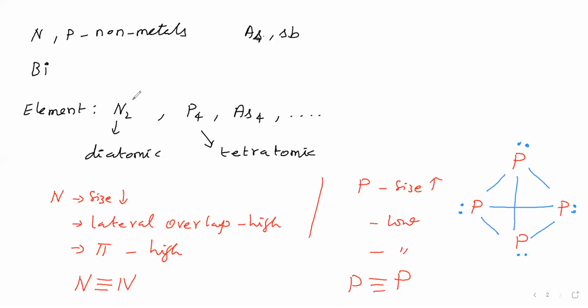We will see the physical state. The physical state of nitrogen is gas. The rest of the elements are solid. Why is it so? That means phosphorus, arsenic, antimony, and bismuth exist as solid, but nitrogen exists as gas. What is the reason? Now we will take the nitrogen molecule and the phosphorus molecule. Nitrogen molecule we can say like this.